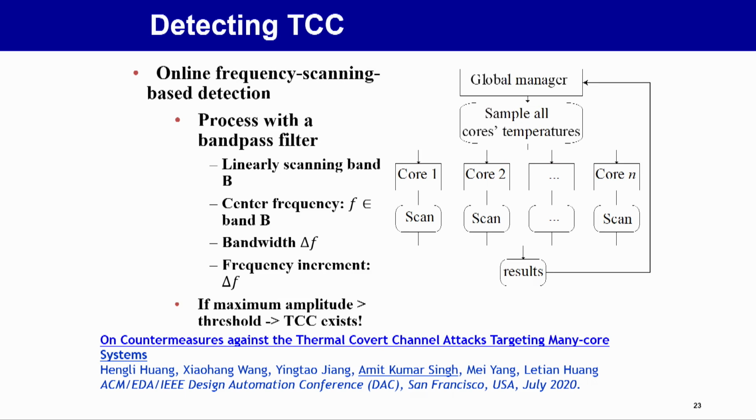There are more details in this paper. This one is about countermeasures against thermal covert channel attacks. So now here we have seen how it can be detected. In a bit we will also see how this can be stopped. Once you have detected, stopping might be easy. Detection is the most difficult part.